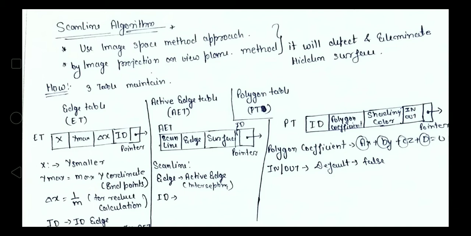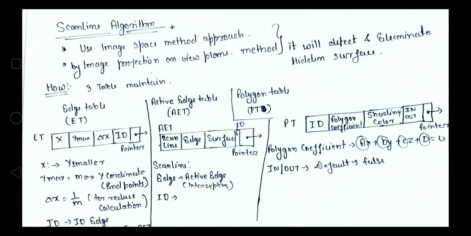And the second one is the image projection on the view plane method. You can understand image projection in my 3D transformation video, where you can learn all about projection. So these two methods are used by this algorithm for detecting and eliminating hidden surfaces.